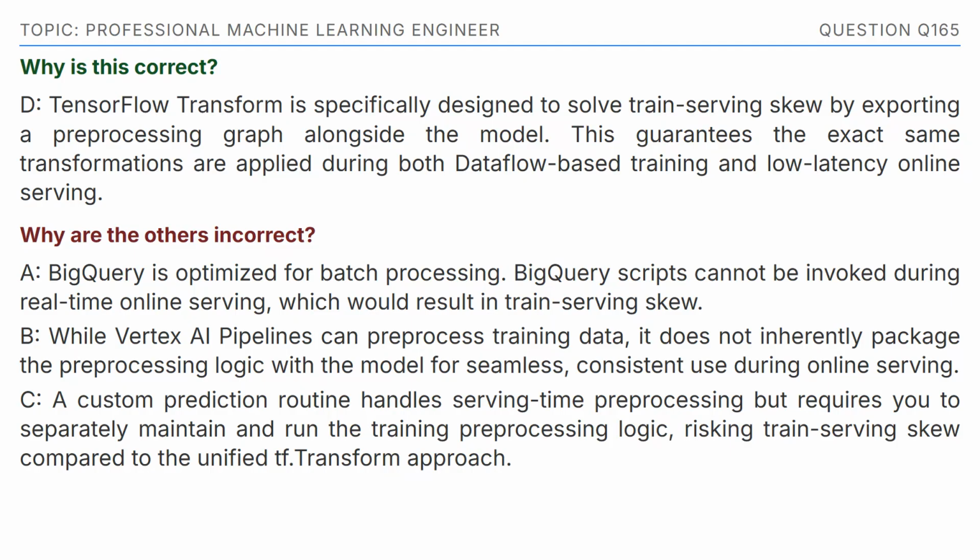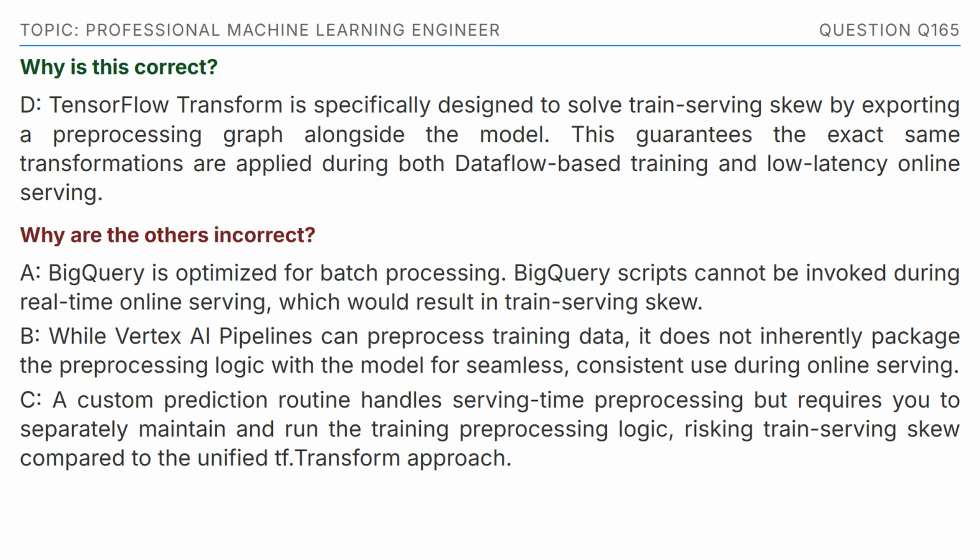TensorFlow Transform is specifically designed to solve train-serving skew by exporting a pre-processing graph alongside the model. This guarantees the exact same transformations are applied during both Dataflow-based training and low-latency online serving. Why are the others incorrect?